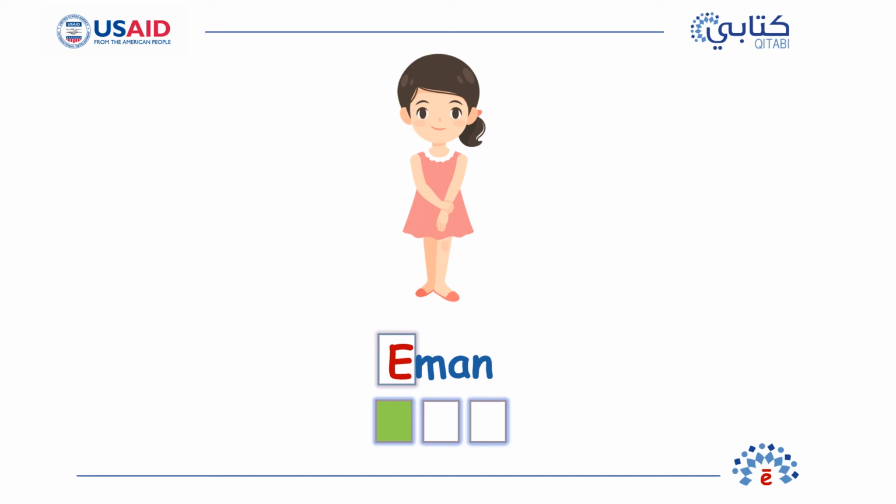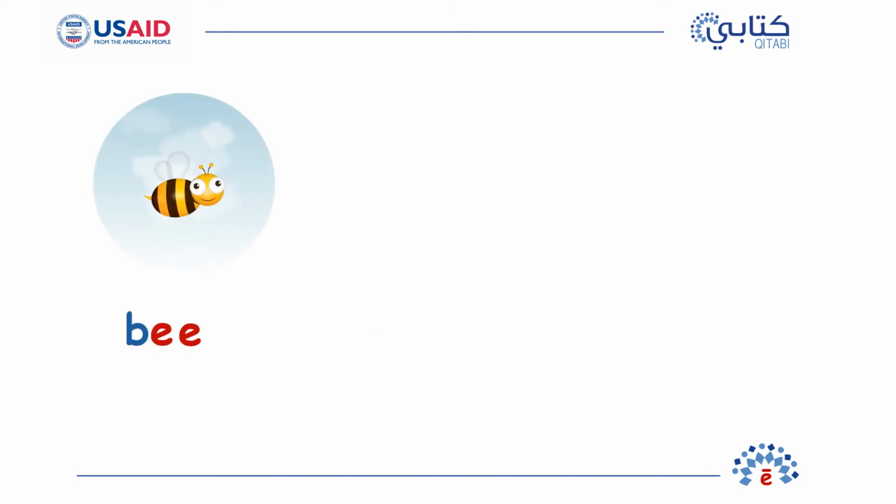The capital E can only be at the beginning of the word. But did you know that the small E can be anywhere? It can be at the beginning, in the middle, or at the end of a word. Let's go look for the small E. Are you ready? What do you see? Bee. Can you see the small E's in bee? Where are they? That's right. The E sound is at the end of the word. Do you see the small E's at the end of the word bee?